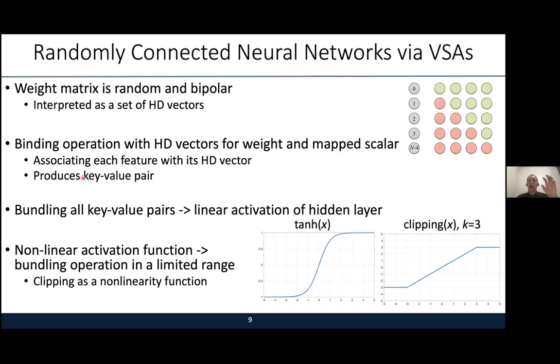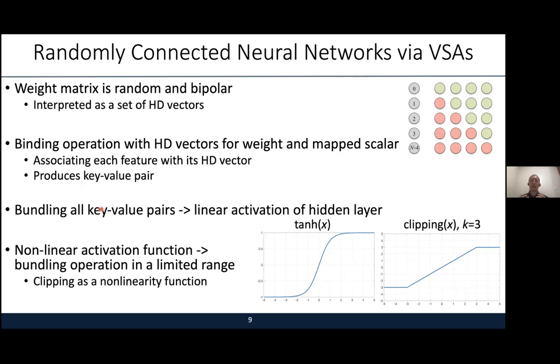And then the next step would be to apply the bundling operation. So we make a superposition of all key value pairs. And this operation would correspond to the linear activation of a hidden layer. And the next step in the hidden layer would be to apply the nonlinearity.